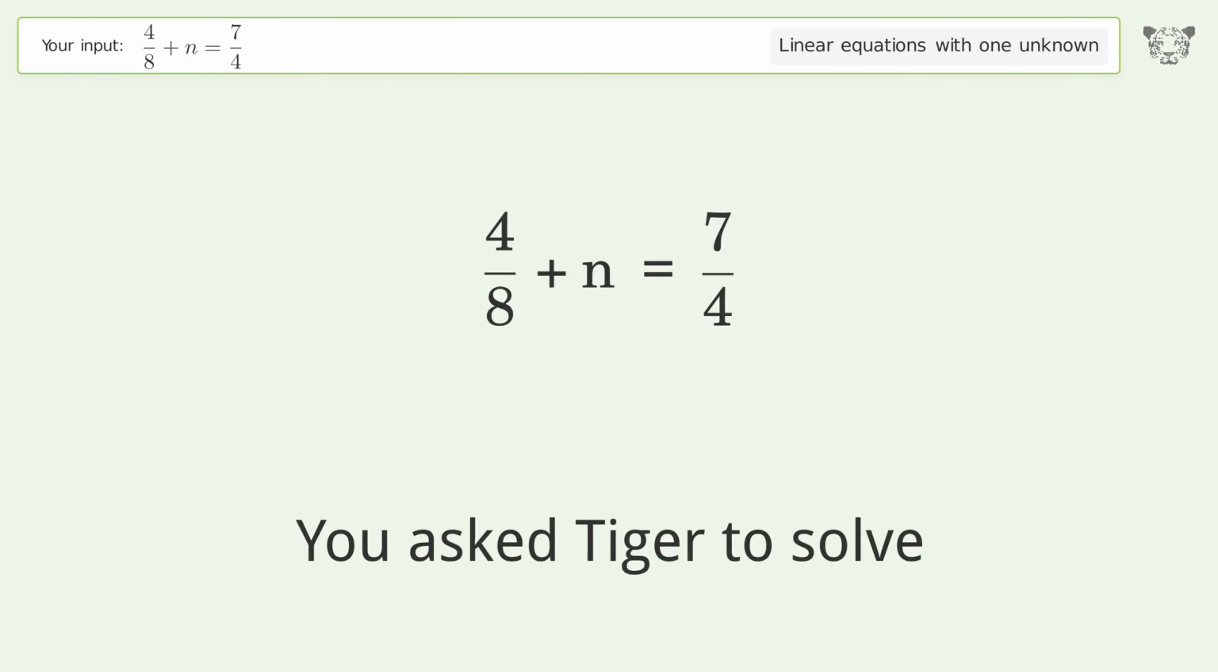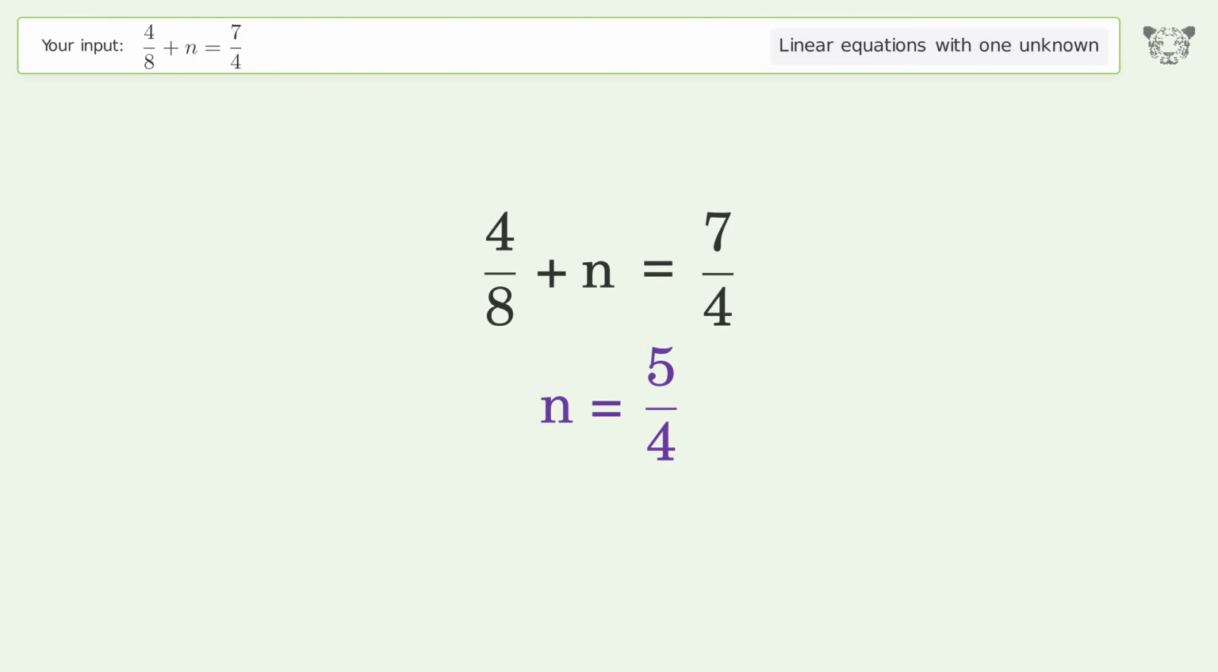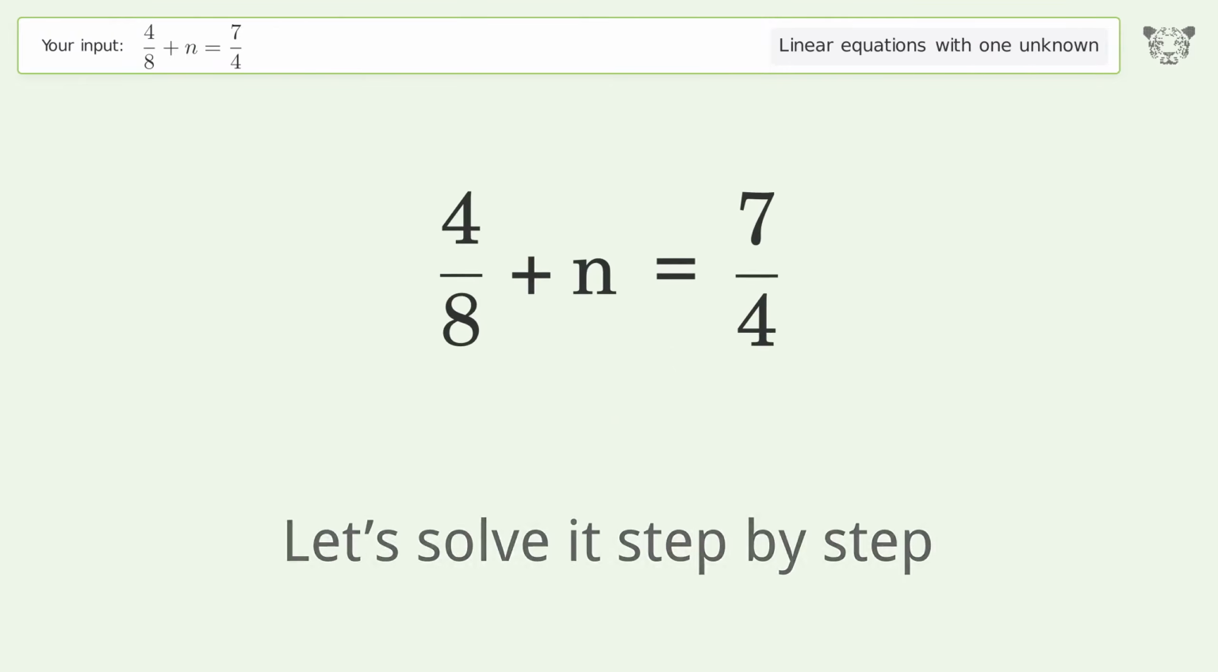You ask Tiger to solve. This deals with linear equations with one unknown. The final result is n equals 5/4. Let's solve it step by step.